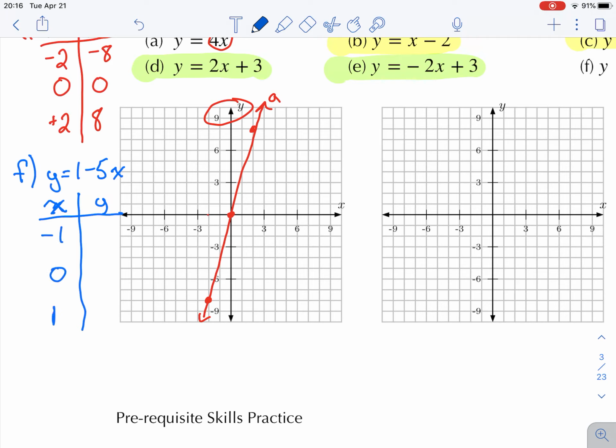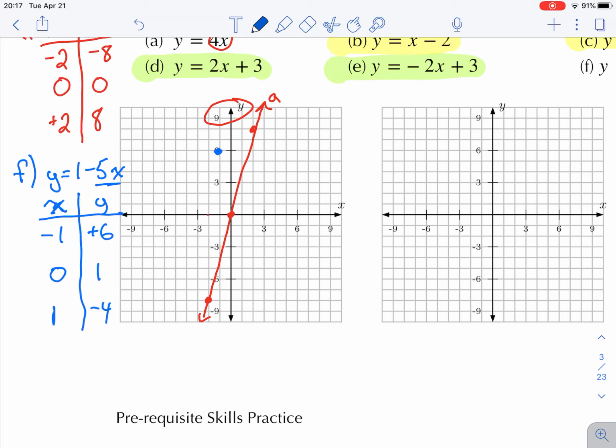Well, maybe, maybe not. I'm going to use negative 1 for x, 0, and 1. So I put negative 1 in. Negative 5 times negative 1 is plus 5, so 1 plus 5 is plus 6. I put 0 in. Negative 5 times 0 is 0, and then 1 and 0 is 1. I put 1 in. 1 times negative 5 is negative 5. 1 subtract 5 is negative 4.